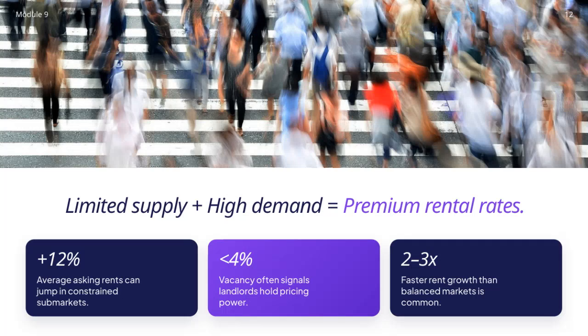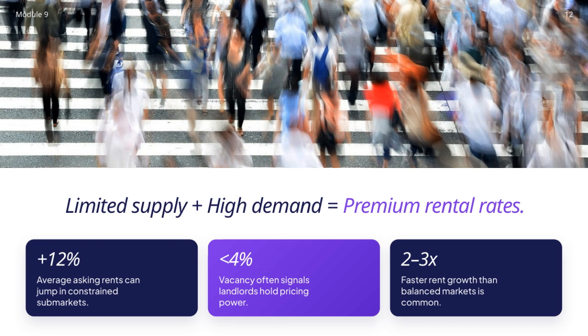Here, we're looking at how limited supply combined with high demand impacts rental rates. When supply is tight but demand stays strong, you often see premium rental rates, sometimes increasing by more than 12%. In these constrained submarkets, average asking rents can jump significantly, often by less than 4%, but still enough to signal strong pricing power for landlords. Vacancy rates tend to be low in these areas, which means landlords have the leverage to maintain higher rents.